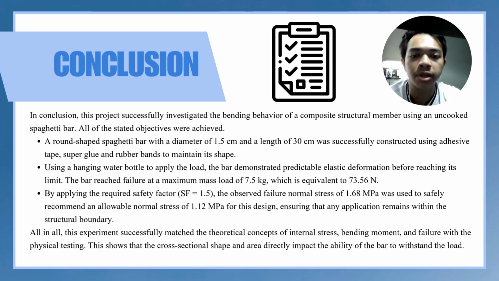The bar reached failure at a maximum mass load of 7.5 kilograms, which is equivalent to 73.56 Newton. By applying the required safety factor, SF equals 1.5, the observed failure normal stress of 1.68 MPa was used to safely recommend an allowable normal stress of 1.12 MPa for this design, ensuring that any application remains within the structural boundary. All in all, this experiment successfully matched the theoretical concepts of internal stress, bending moment, and failure with the physical testing. This shows that the cross-sectional shape and area directly impact the ability of the bar to withstand the load.